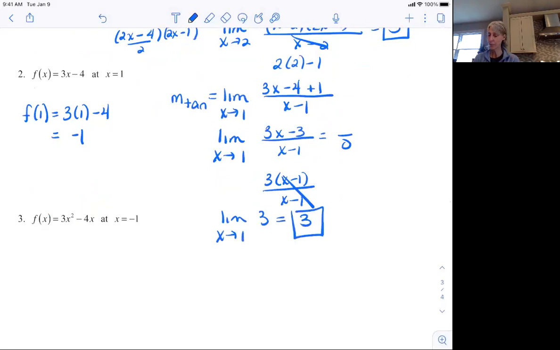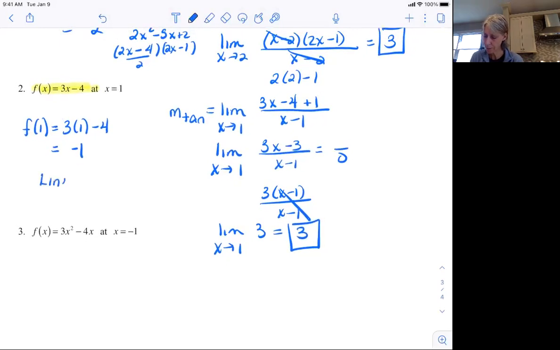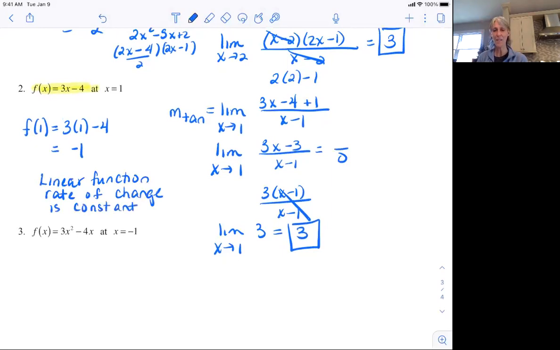Think about what's happening here. Why didn't I have an x left? Well, if you think about it, if we look at this function, this is a linear function and the rate is constant. So your average rate of change is always going to be your instantaneous rate of change, because in a linear function, the rate of change is constant. And we will go back to that concept every once in a while, because that's important.